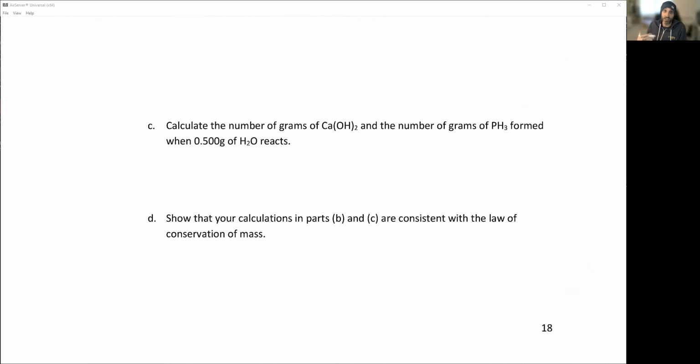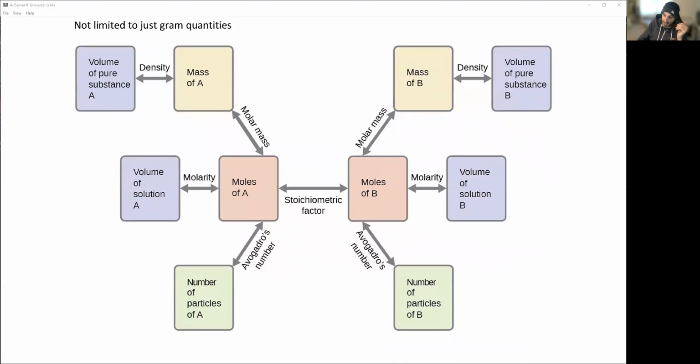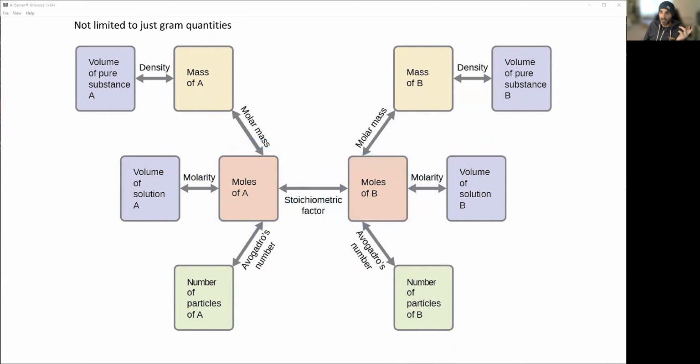Hopefully that's the only time mass comes into play, just to make sure reactants equal products. Total mass should remain the same, because we're going to have the same amount of elements on both sides, hence the term stoichiometry. We're going to get into this quite a bit more in the last section of this chapter. We're not just limited to gram quantities. As long as we can get to moles, we can figure out how many moles of something else we have in a balanced chemical equation.